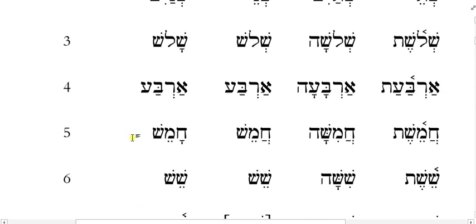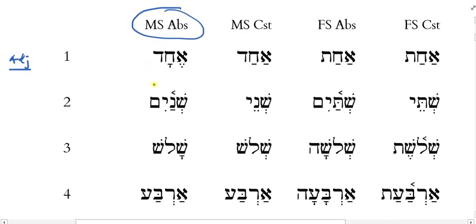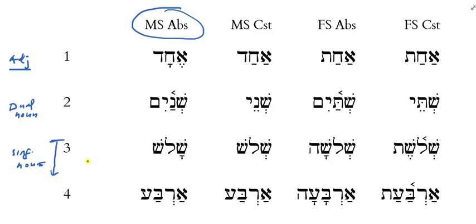Now, I want to mention something here with respect to the numbers. Number 2 is Shenayim, and that ayim ending is telling us that the number 2 is what number? Singular, plural, or dual? Dual. So it is a dual noun, okay? It's a dual noun. And then the number Shalosh and Arba and so forth, these are singular nouns, okay, from 3 and down. They're singular nouns. So the number 1 is the only number in 1 through 10 that is actually an adjective.